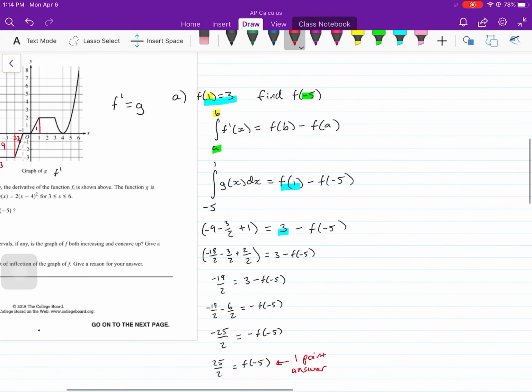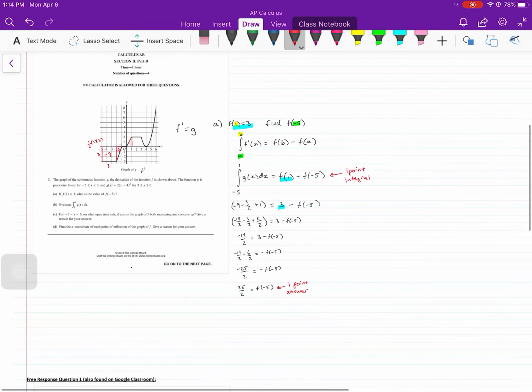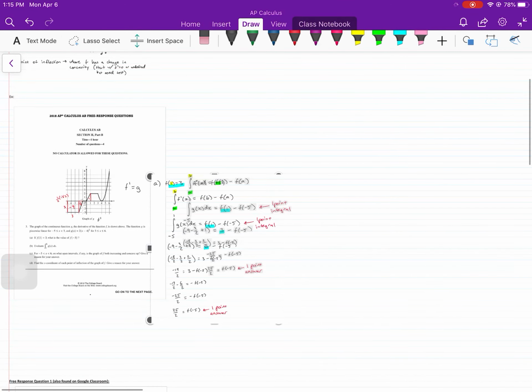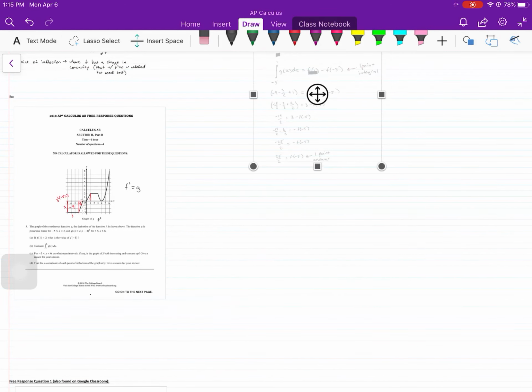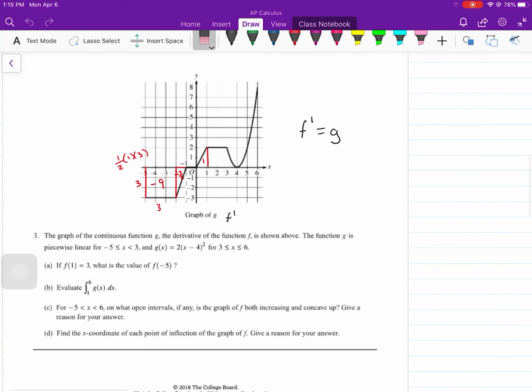And then over here, they just want, this is 1 point for the integral. And that's how that's broken down. Let me just lasso this and put this somewhere else for now. And I'm going to go ahead and erase this and we'll look at part B.